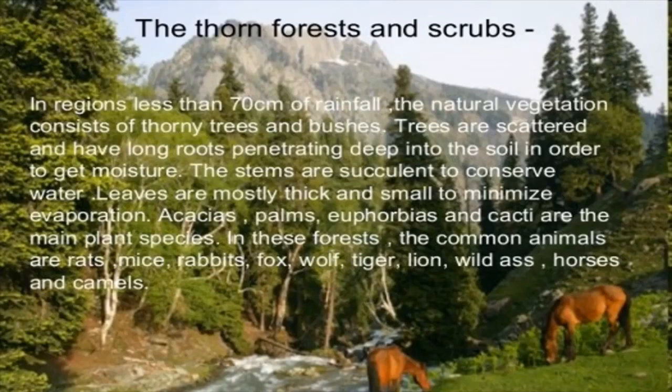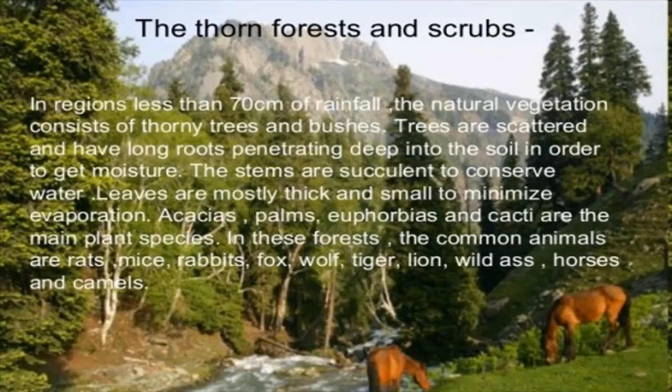The third one is the thorn forest and scrubs, and this type of forest receives a rainfall of less than 70 centimeters. The natural vegetation is thorny trees, meaning the leaves are modified into thorns, and we mostly find bushes here. If trees are present, their roots penetrate deep into the soil so that they can absorb moisture, the stems are succulent, and the leaves are small or thorny, which minimizes evaporation or transpiration.